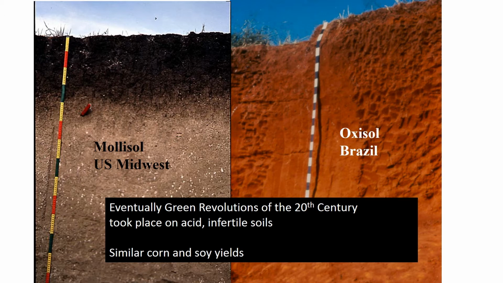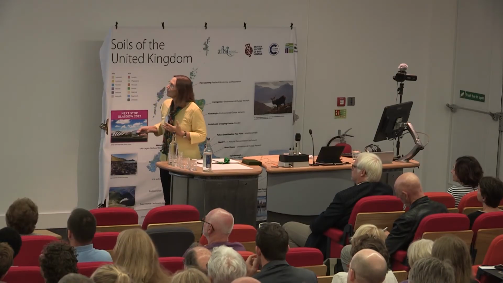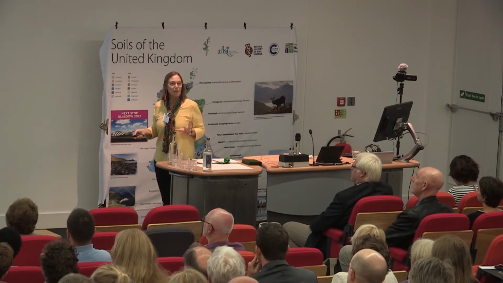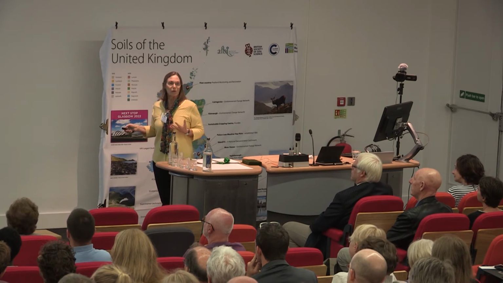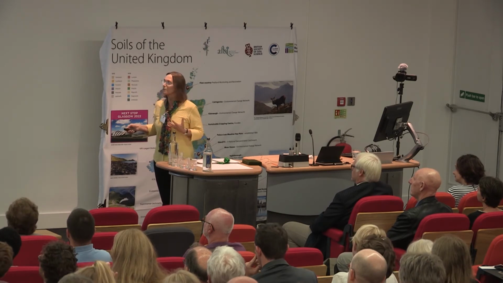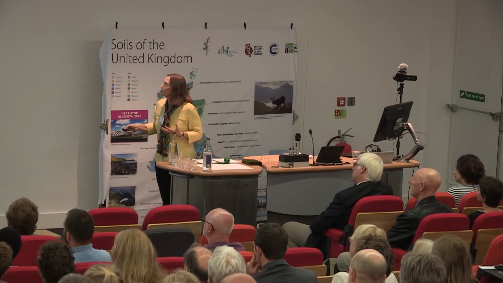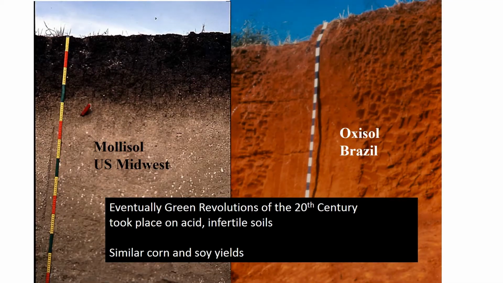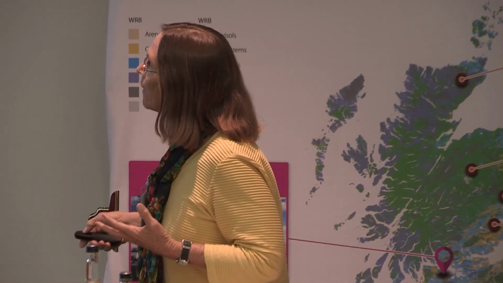Then, even in the Green Revolution in Latin America, particularly Brazil, the Green Revolution took place on inherently infertile acid soils. Several of you were at the World Congress of Soil Science in Brazil a few weeks ago, and were perhaps able to see some of the tremendous things that they've done with these acid infertile oxisols and ultisols of the Amazon, particularly the cerrados of Brazil. So here's a picture of a mollisol in Iowa, the US Midwest, the Corn Belt of the United States, and then the oxisol of Brazil.